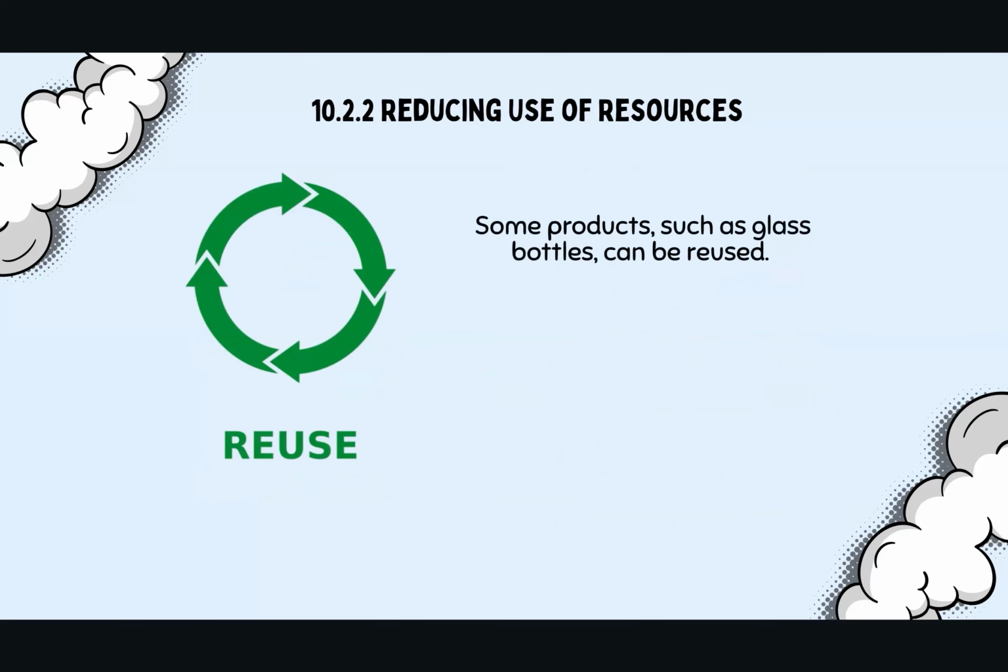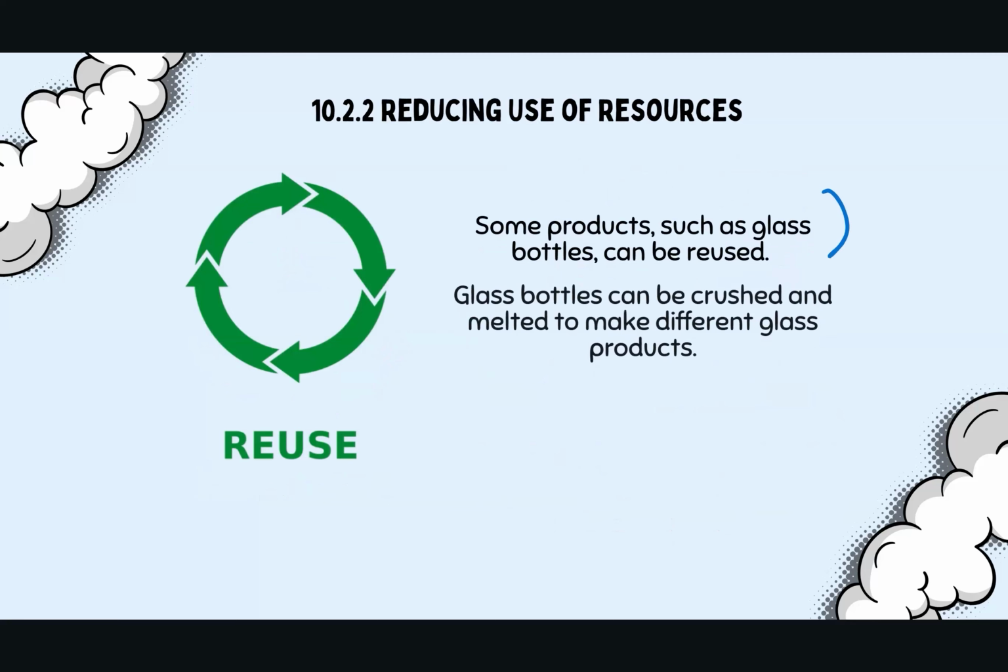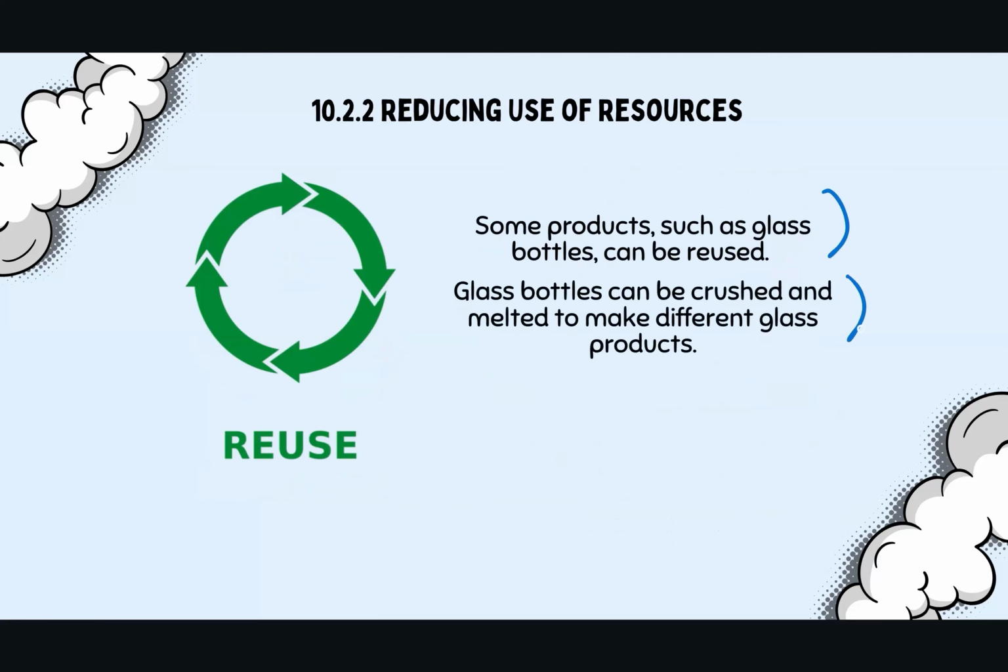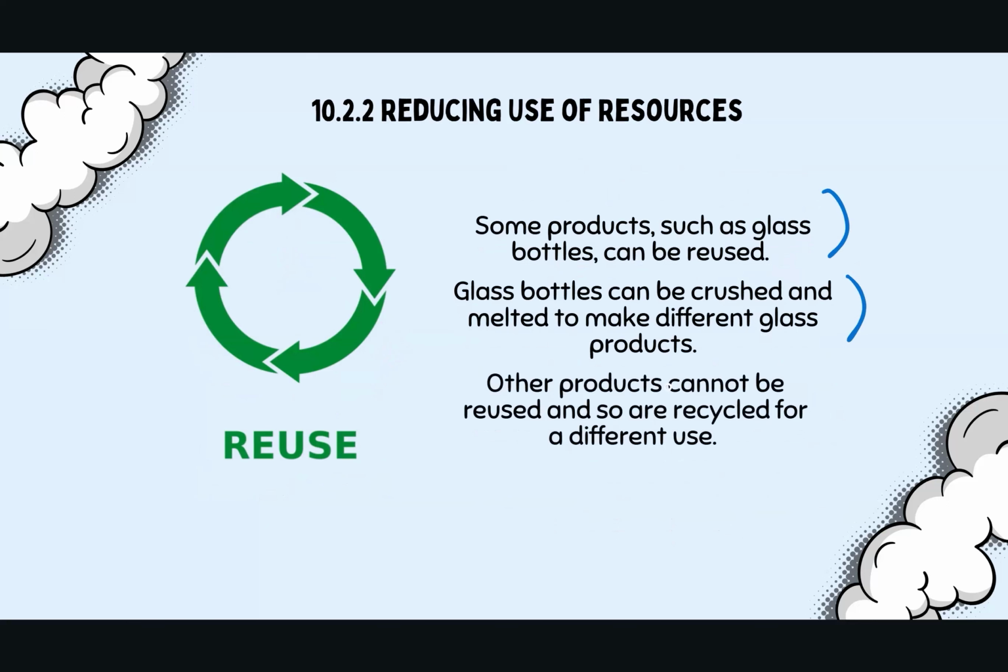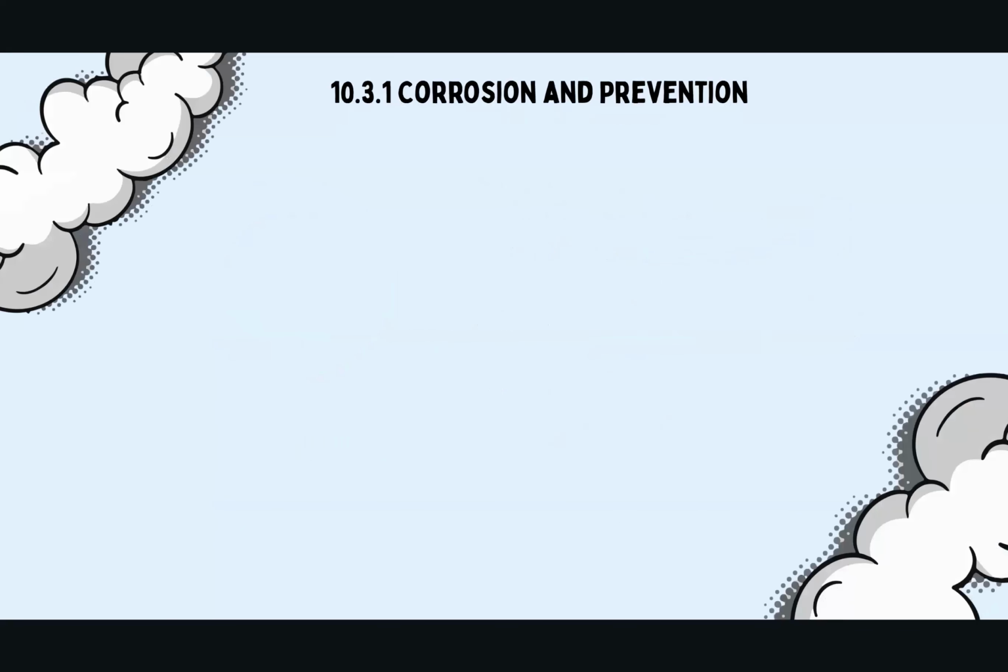We can reuse things like glass bottles. Glass bottles can be crushed and melted to make different glass products. Other products cannot be reused and so are recycled for a different use.